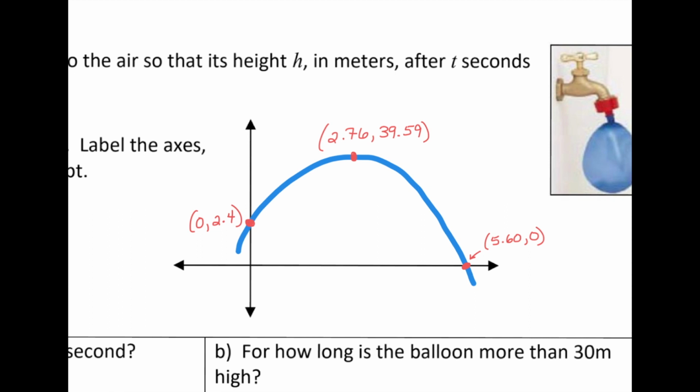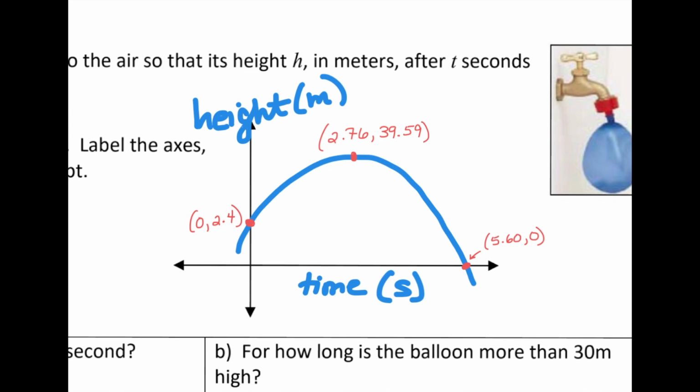Now, the thing that I think I forgot to do in problem 1 that I'd like you to do is label the axes as well. So your x-axis, remember, is going to be time given in seconds, and your y-axis is going to be height given in meters. And that just helps you keep in mind what values you're looking at and when.